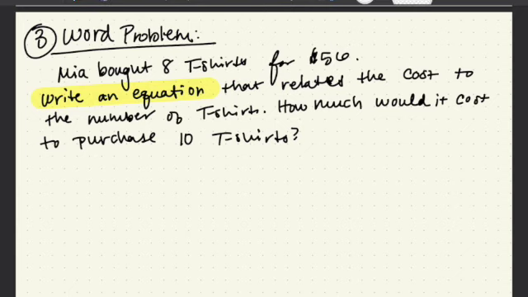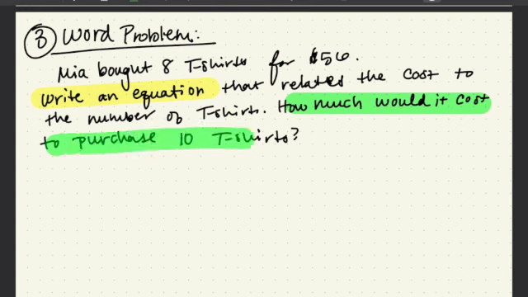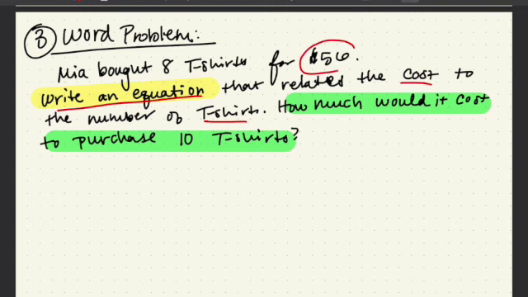So, and this is the second thing that it's asking. It's asking how much it would cost to purchase 10 t-shirts. So there's two things that we need to figure out. And the first thing is we're going to write an equation that relates the cost to the number of t-shirts. Okay, so this is the cost and this is the number of t-shirts.